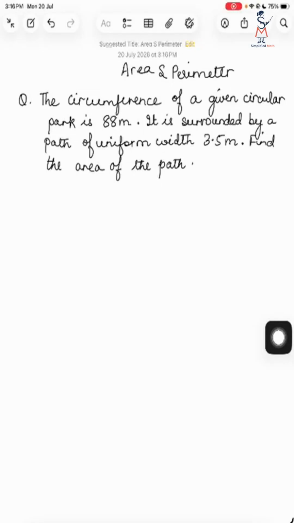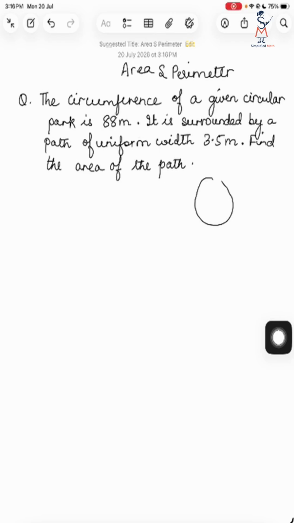Hi, we are doing area and perimeter. The question is: the circumference of a given circular park is 88 meter. It is surrounded by a path of uniform width 3.5 meter. Find the area of the path. Now first let's see the picture.